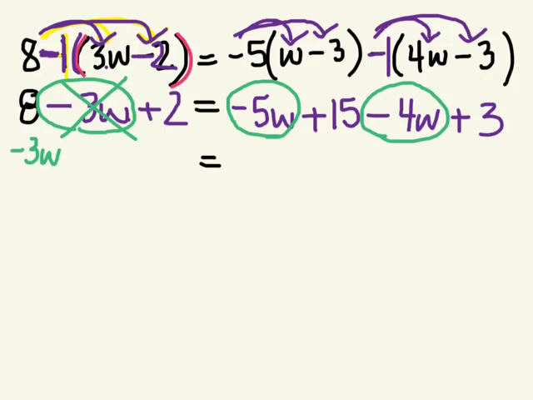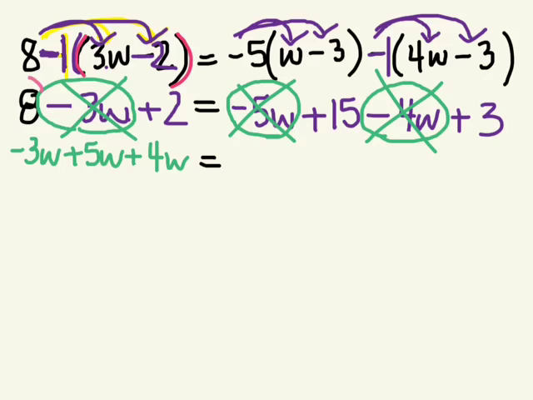Okay, so I'm going to cross that out because I've used it. -5w is on the right side. What happens to it when you bring it to the left side? It becomes positive. Good. So let's cross it out. We've used it. And -4w also becomes positive. Good. Okay. Then we have our constant terms.